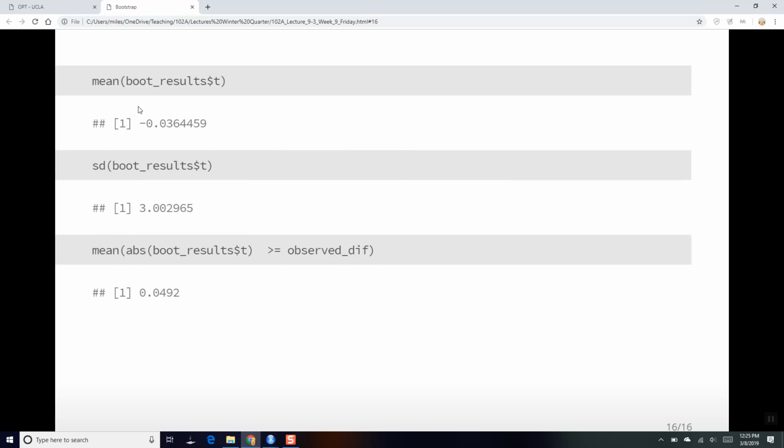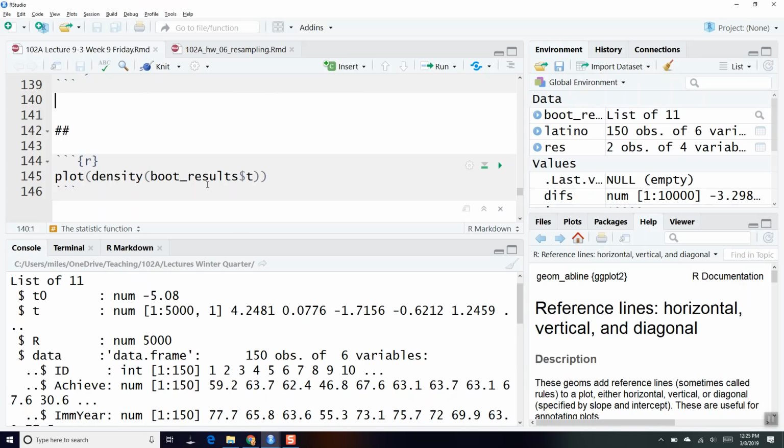And so, you know, the mean is just a little bit different. It's close to 0, but negative 0.036. The standard deviation is this, and here we can ask of these values, how many are greater than or equal to our observed difference, the absolute value, and we get something just under 5% as well, okay?